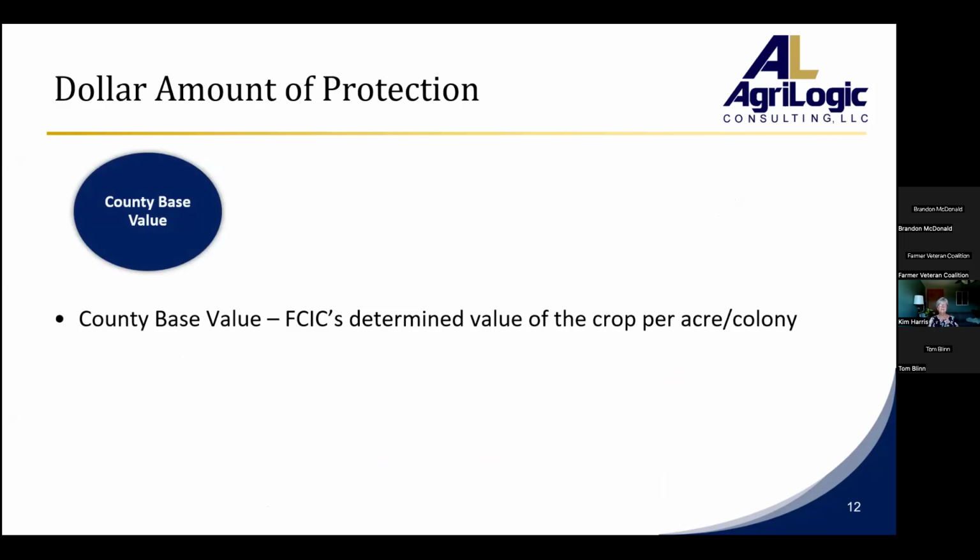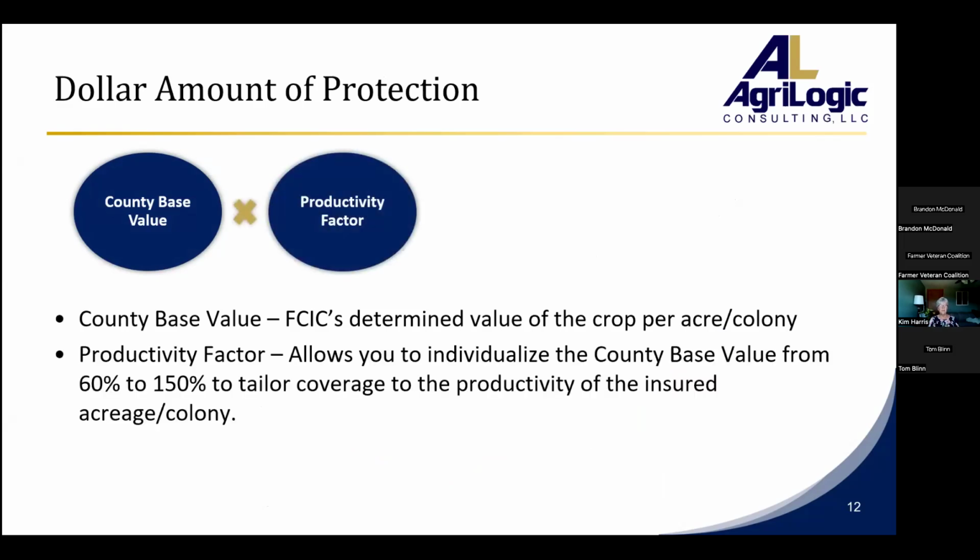So let's talk about the basics of the policy. It is a dollar amount of protection. So it's basically a county base value is set by the Federal Crop Insurance Corporation. And it's basically the determined value of the crop per acre or per colony. And you can change that county base value by selecting a productivity factor other than 100. So you can reduce your coverage value by down to 60% of what's published, or you can increase it up to 150% of what is posted under the Federal Crop Insurance Corporation values.